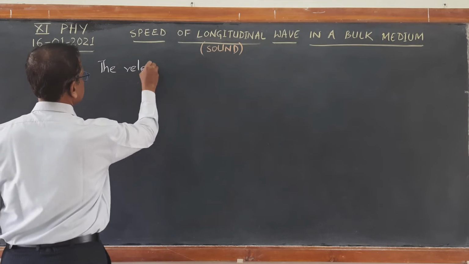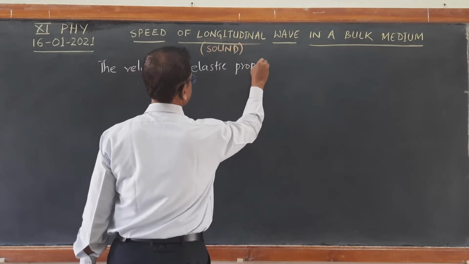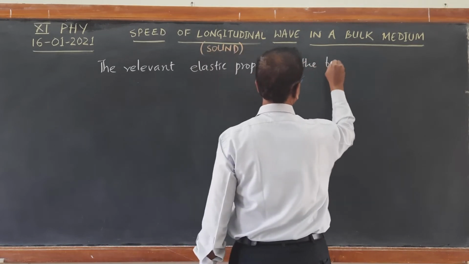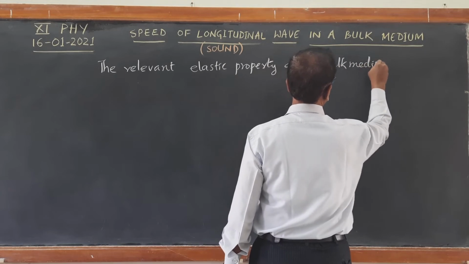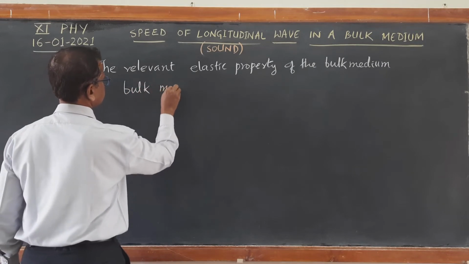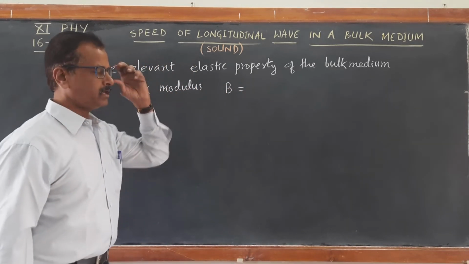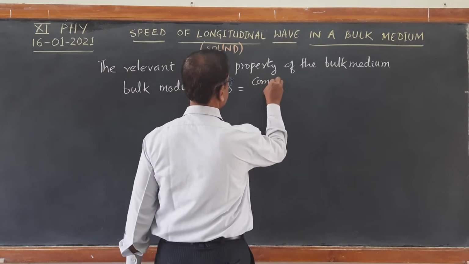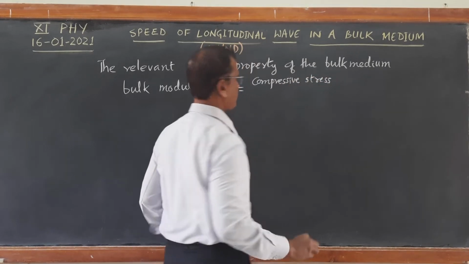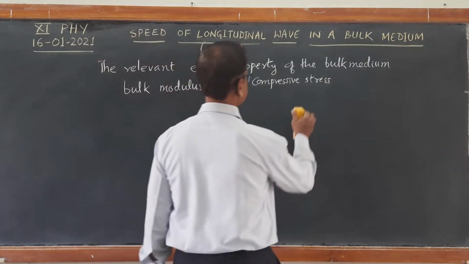The relevant elastic property of the bulk medium is bulk modulus, B. We have already studied bulk modulus as the ratio of compressional stress to the compressional strain.